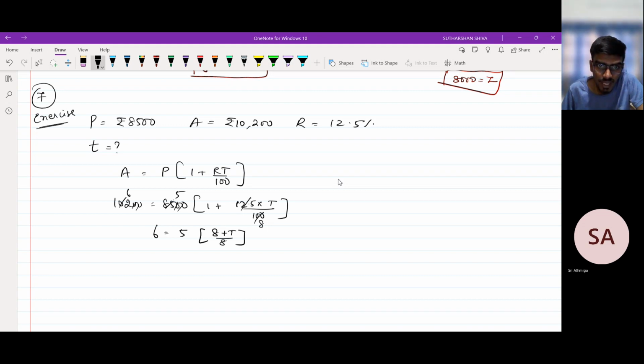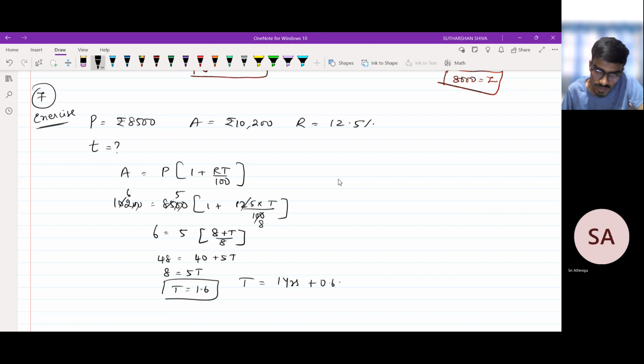So this 8 will come to this side. 48 is equal to 5 eights are 40 plus 5t. If I do this, 8 is equal to 5t. T is equal to 1.6. So time is equal to 1 year plus 0.6 months into 12. The same thing: 1 year, 7 months will be your answer.